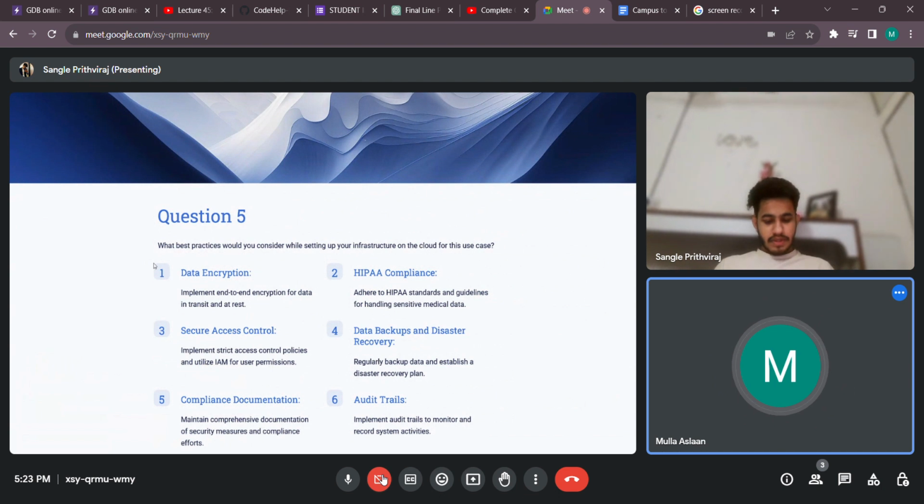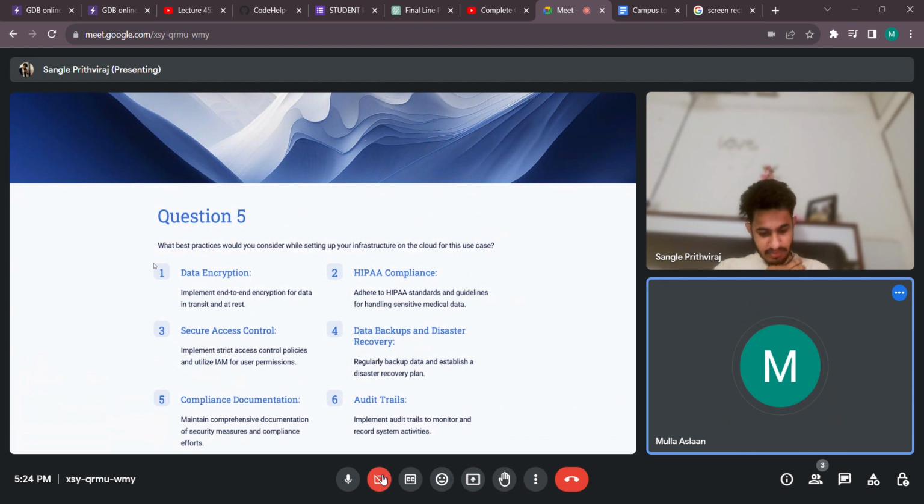This ensures that any data leaving our systems or residing in storage remains shielded from prying eyes. To adhere to the highest standards of data security, we embrace HIPAA compliance. Just as a medical professional follows strict ethical guidelines, we ensure that our cloud infrastructure adheres to HIPAA standards and guidelines for handling sensitive medical data. This guarantees the utmost privacy and security for patient information.